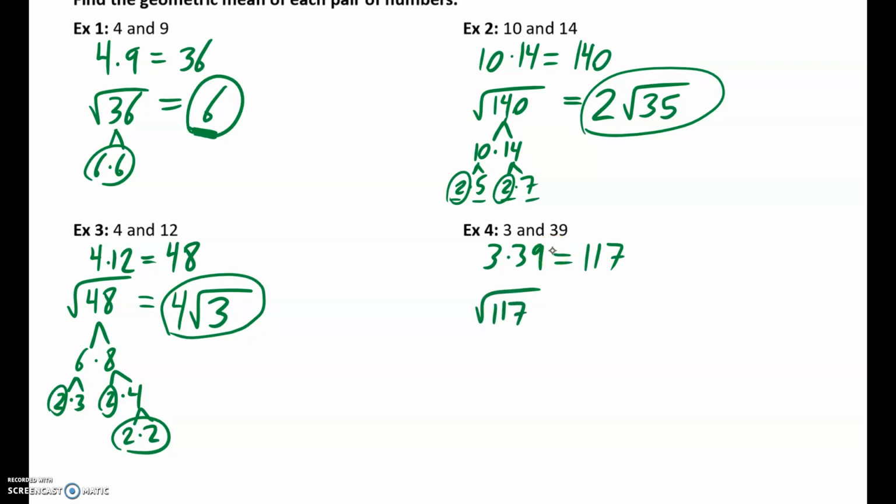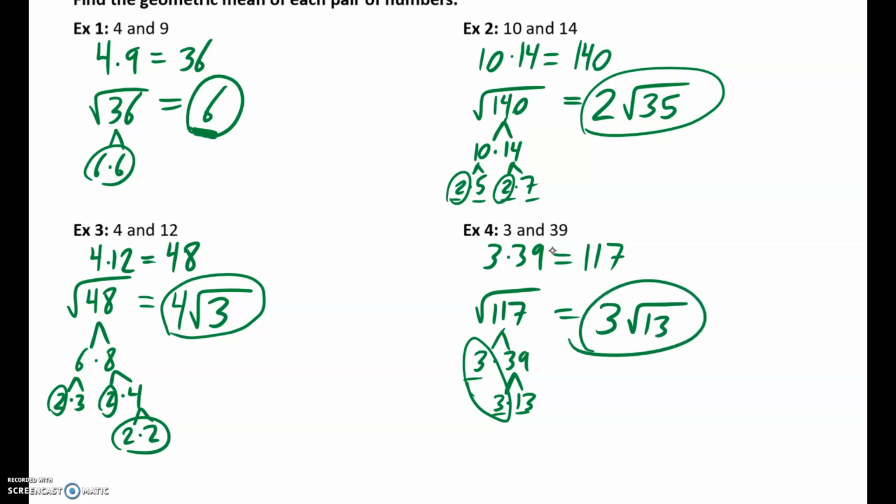So if we take the square root of that, square root of 117, you might think, well, it doesn't break down, but sure it does. 3 times 39, obviously. That's how we got it. 39, 3's done, but 39 actually is 3 times 13, right? And notice, look at that. We got a pair of 3's. The 13 is all by itself, though. It's all alone, so it stays behind inside the radical. So it's 3 radical 13, okay?